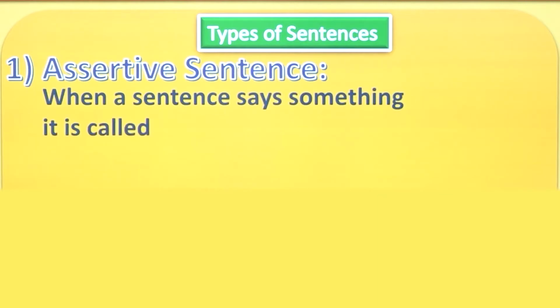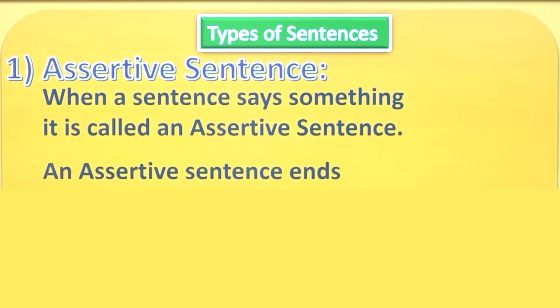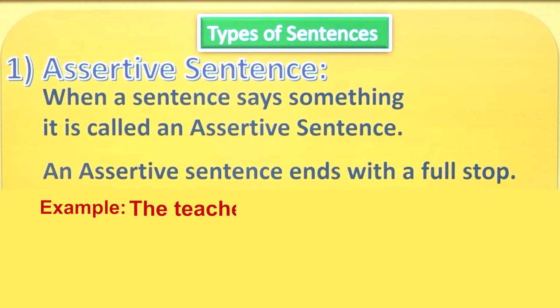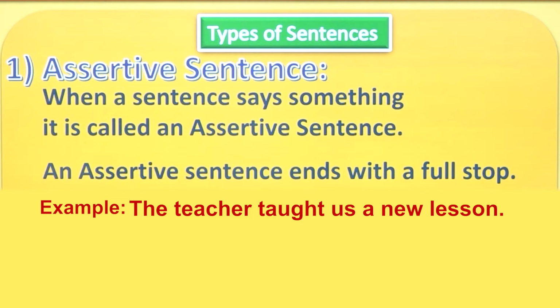When a sentence says something or simply gives a statement of something, it is called an assertive sentence. Now let's understand this with the help of these examples. The first example is, the teacher taught us a new lesson. In this sentence, the first letter is in capital form and the sentence is ending with a full stop, because it is simply a statement. We call these sentences assertive sentences also.